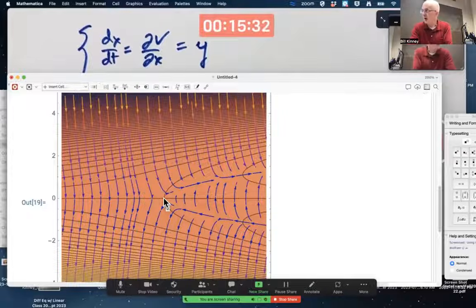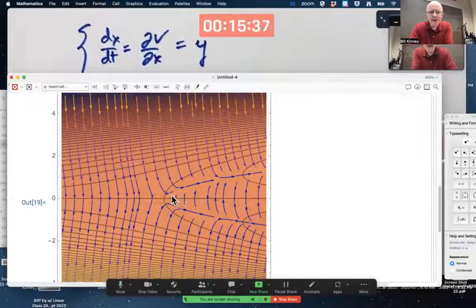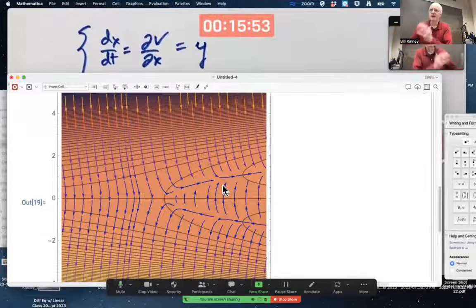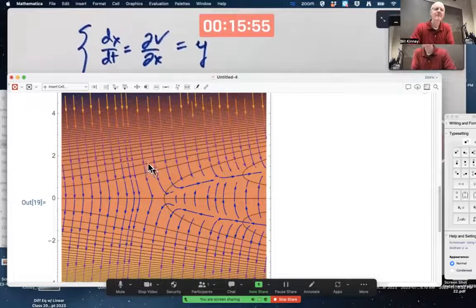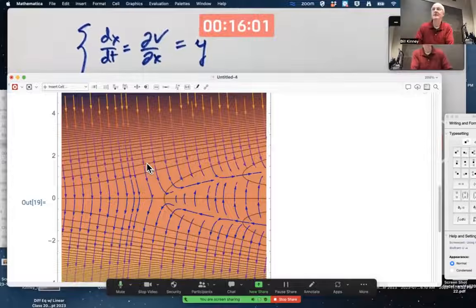Again, it'd be helpful to also draw in the nullclines. That x-nullcline looks like it's right around here. That's a sideways parabola where dx/dt is 0, so you're crossing that vertically. Okay. And notice, being a gradient system, solutions are going from dark to light because the gradient vector always points in the direction that the function, V in this case, increases fastest.